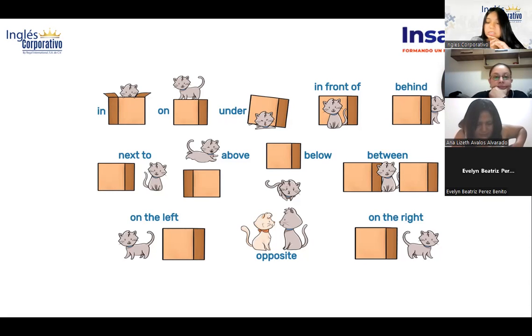My cell phone is on the table, Constanza. My cell phone is on the table. Sobre. Porque el teléfono no puede estar en, no puede meterse a la mesa. Está sobre la mesa. My cell phone is on the table. My computer is on the desk, on.